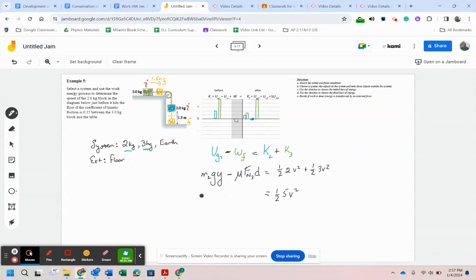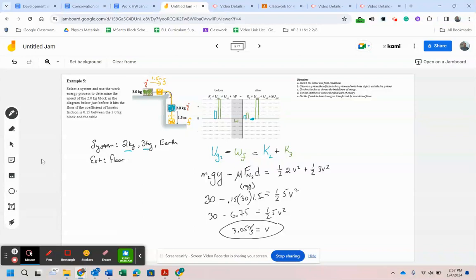And we know that 2 times 10 times 1.5 is going to be 30 minus the coefficient of friction, which is 0.5. The normal force is on a horizontal surface, so the normal force will be that of mg on 3, so this would be 30, and then multiplied by the distance, 1.5 meters. Now, we'll end up getting 30 minus 6.75 joules is equal to 1/2 times 5v squared. In solving for the final speed, we get 3.05 meters per second.